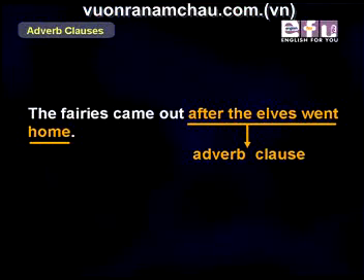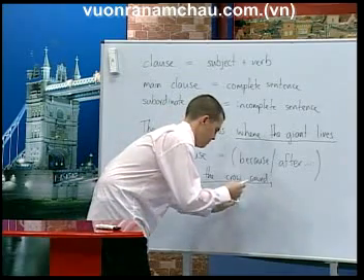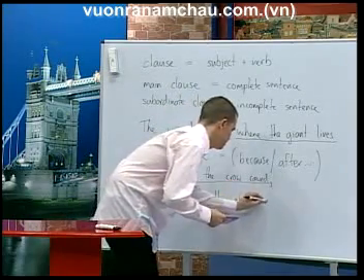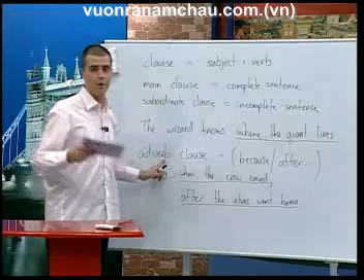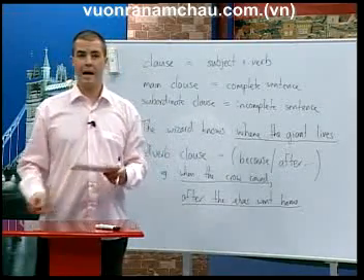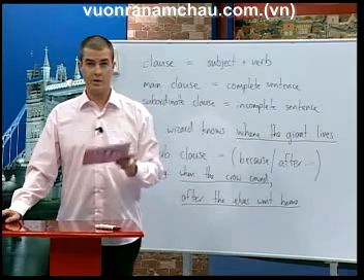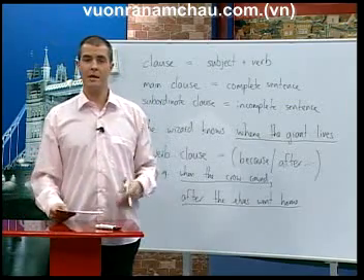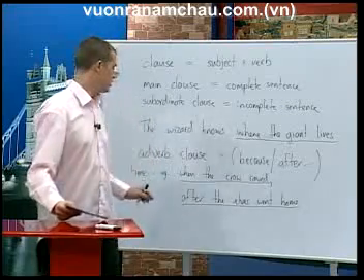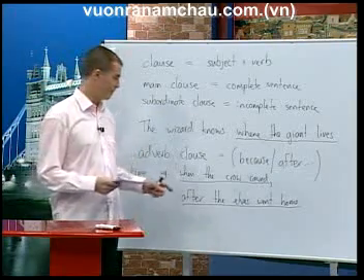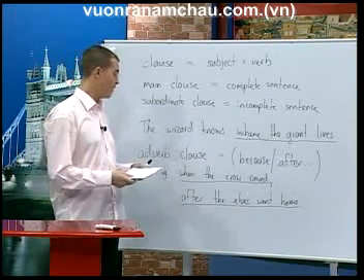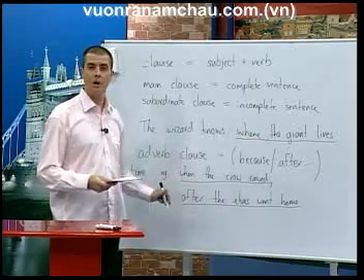Okay, in the second sentence, after the elves went home is the adverb clause. This is our adverb clause. It begins with the word after. It's a dependent clause, so it's not a complete sentence. But this one comes after the main clause, so there's no comma. When the crow cawed, comma, the giant woke up. And the second one is the fairies came out after the elves went home, so no comma.